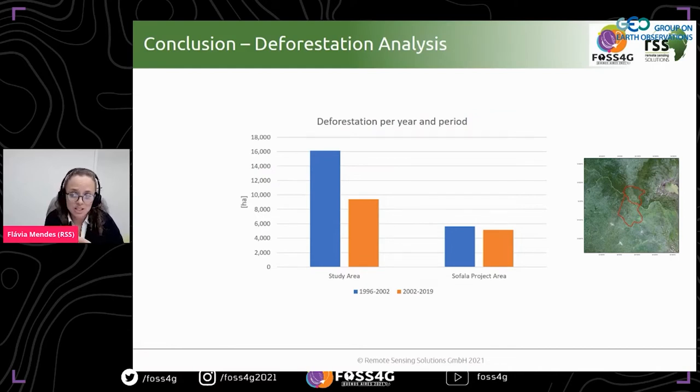And 52% of the total deforestation happened between 1996 and 2002 in the project area, the area with the red shapefile, and 48% between 2002 and 2019. Even with the non-signing of the new contracts from 2011 and the end of the project in 2014, it was still possible to see a downward trend in deforestation in the project region and also in the surrounding area.